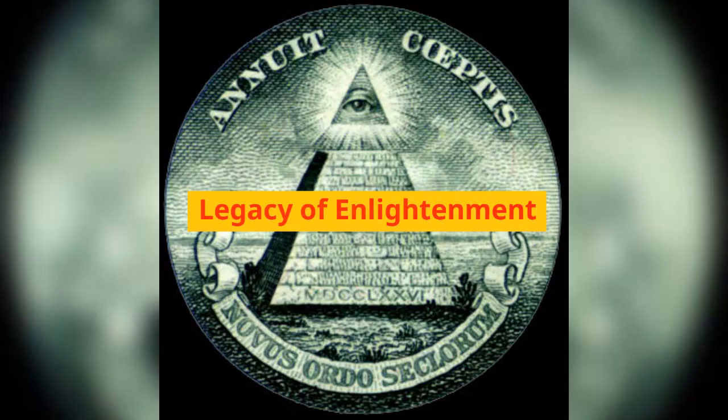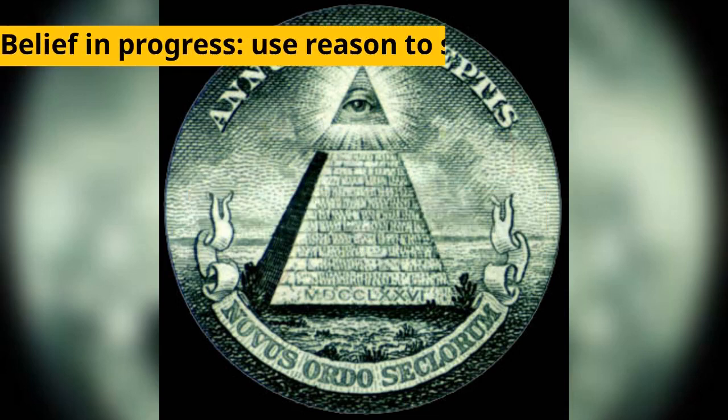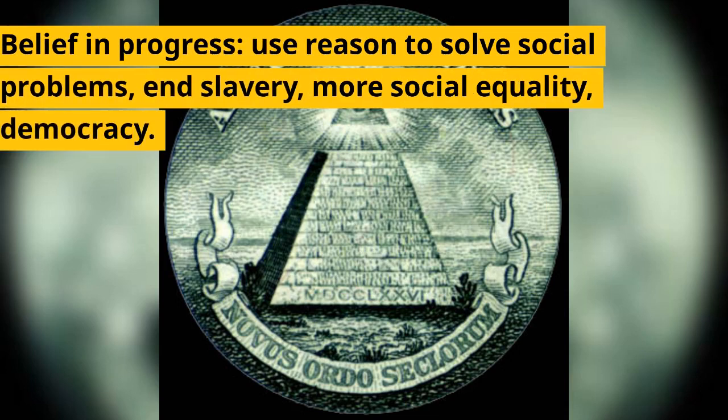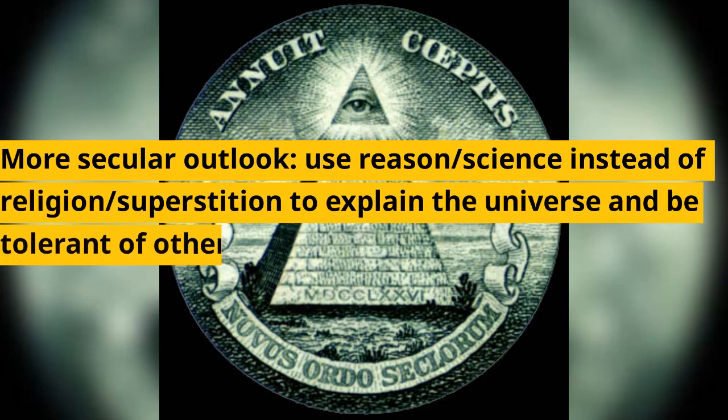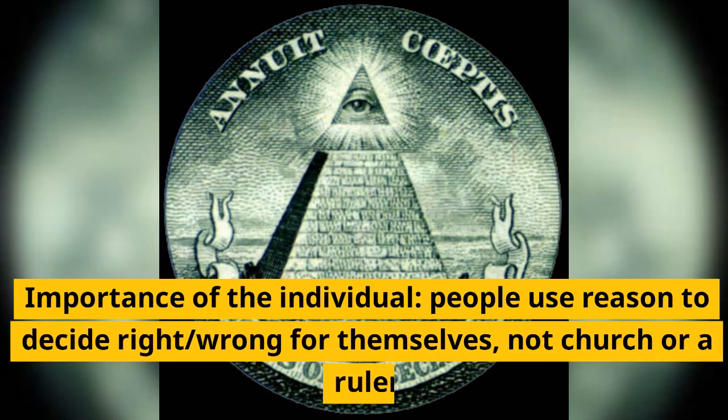Legacy of Enlightenment. Belief in progress. Use reason to solve social problems, end slavery, more social equality, democracy. More secular outlook. Use reason, science instead of religion, superstition to explain the universe and be tolerant of other beliefs. Importance of the individual. People use reason to decide right, wrong for themselves, not church or a ruler.